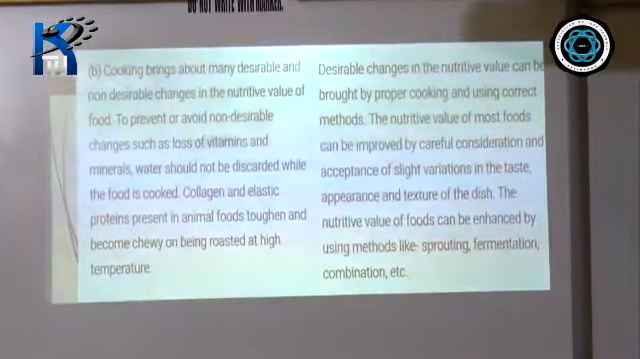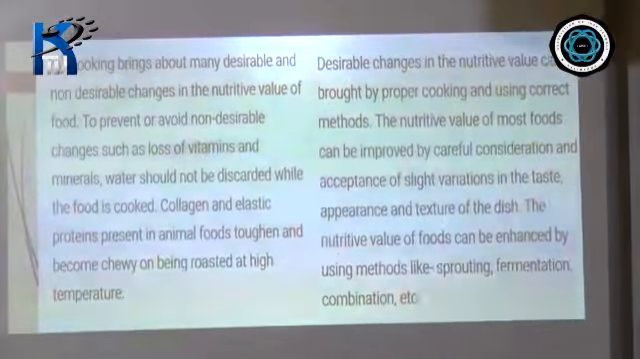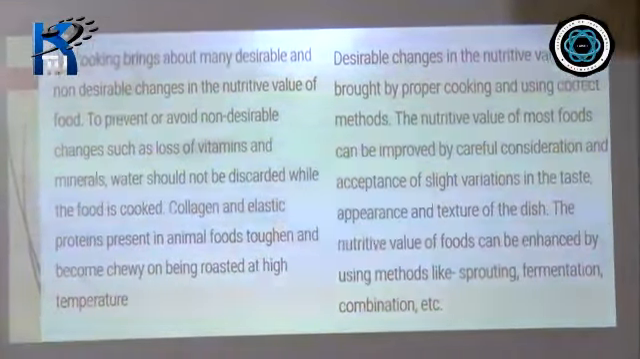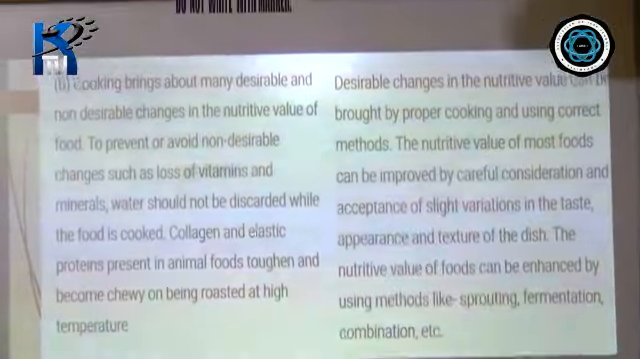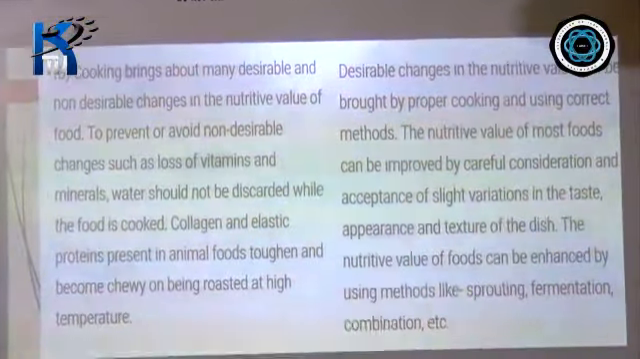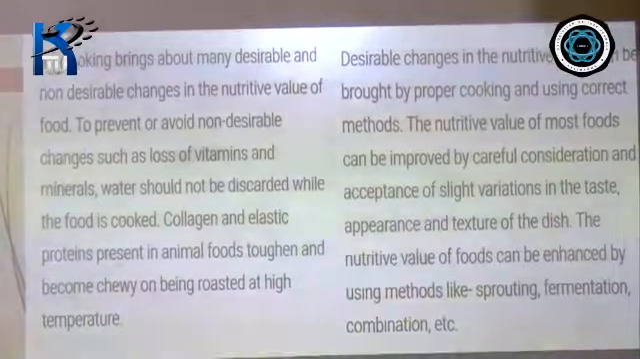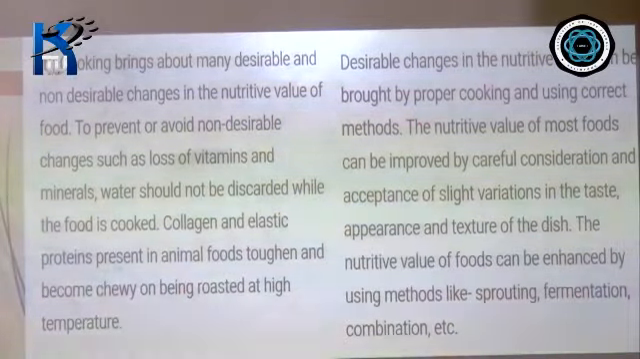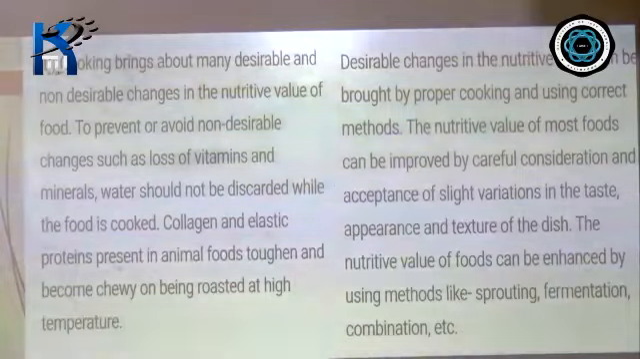So the desirable factor of cooking food is that we are able to get the nutritive value of most of the foods, and we can cause a variation of taste, appearance, texture in the dish, so that becomes attractive. Then it can be enhanced. The nutritive value of the food can be enhanced by using methods like sprouting, fermentation, combination. Now what is sprouting?